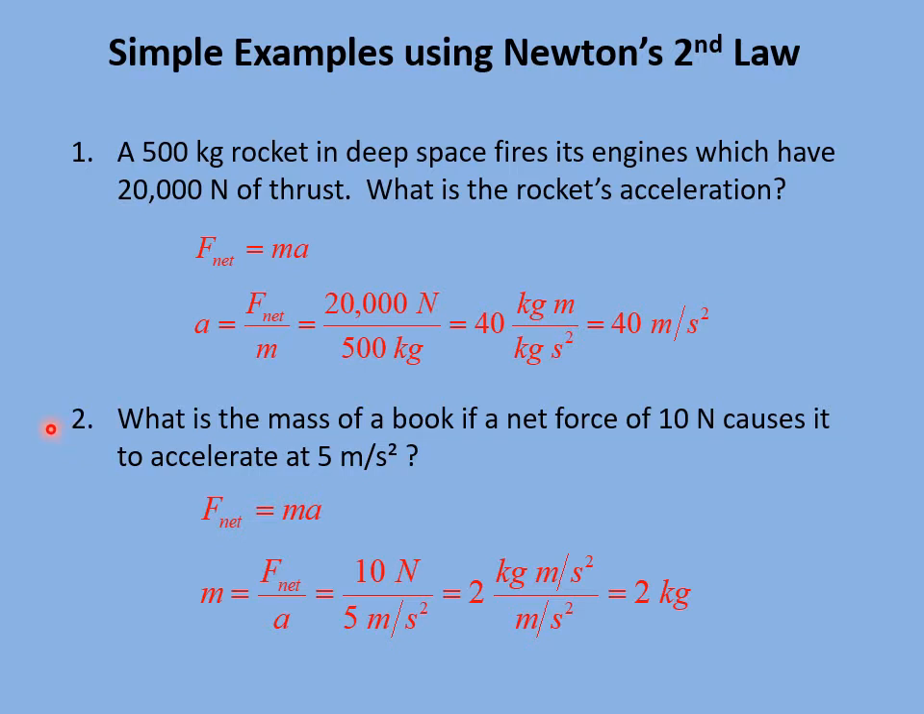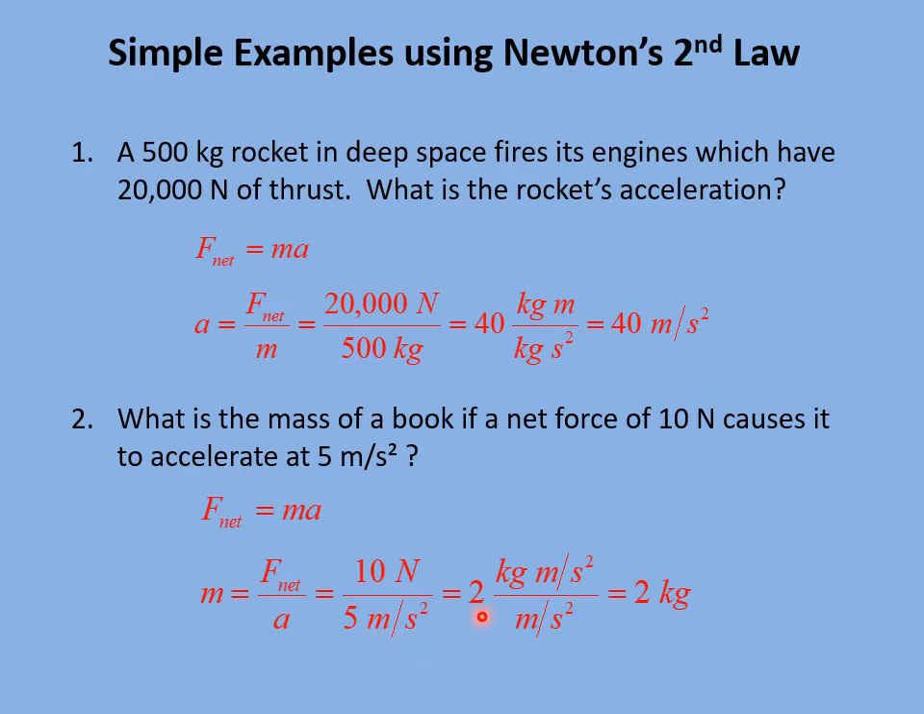A second problem: what is the mass of a book if a net force of 10 newtons causes it to accelerate at 5 meters per second squared? So again, let's just use Newton's second law, F net equals ma, and this time we're going to solve for m, the mass of the book. So mass is just equal to net force divided by acceleration. So the net force is 10 newtons, and the acceleration was given to us as 5 meters per second squared. And so our answer is just 10 divided by 5, which is 2.